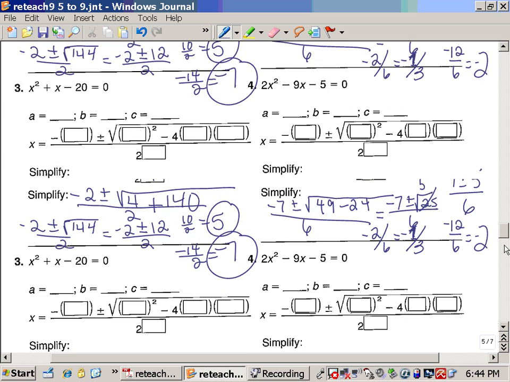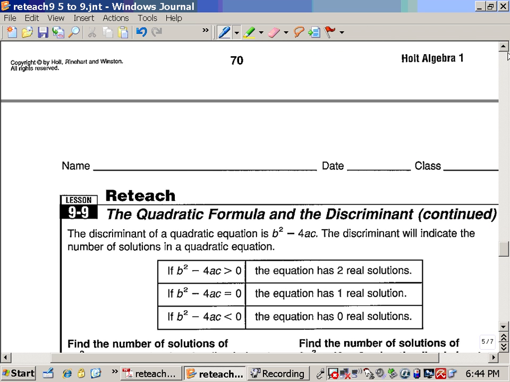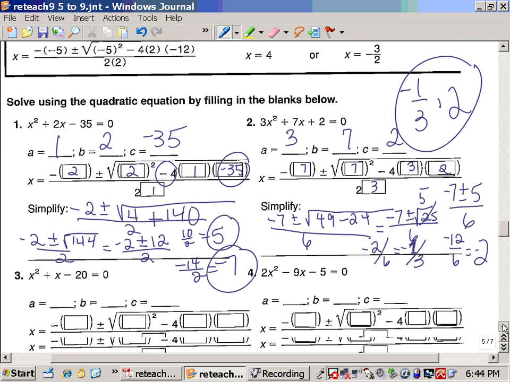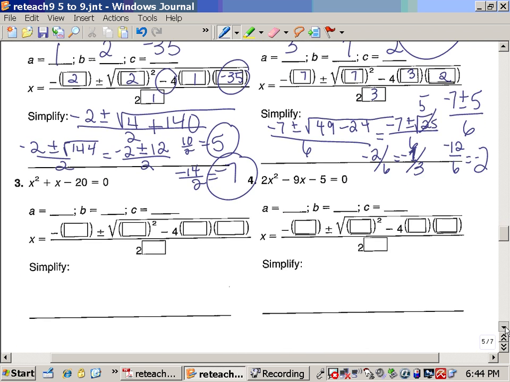Okay, more fun right around the corner. Whoa, I just zoomed right by that. Let's see if I can try that again. There it is, number 3.